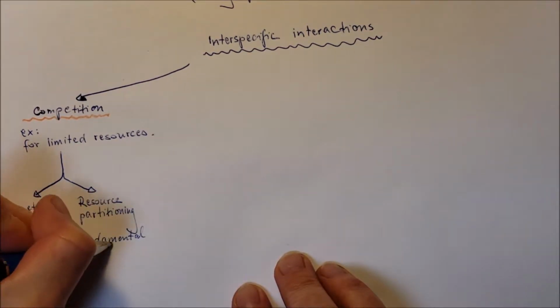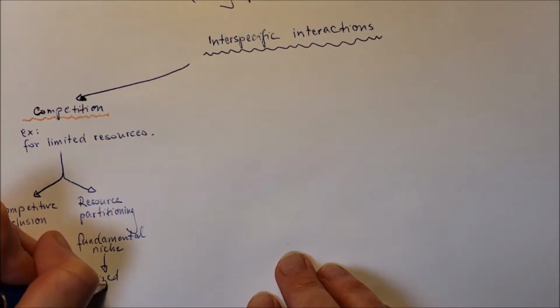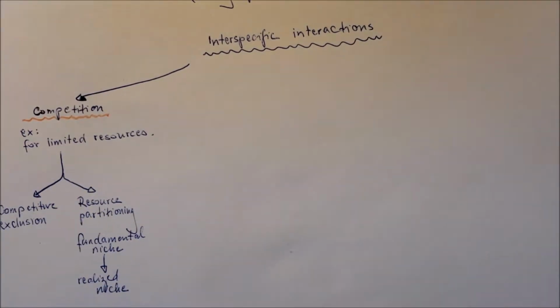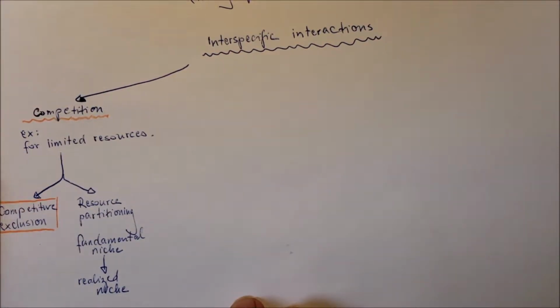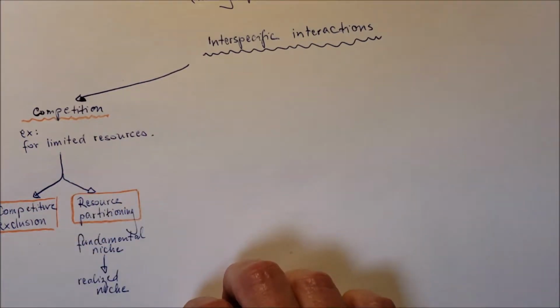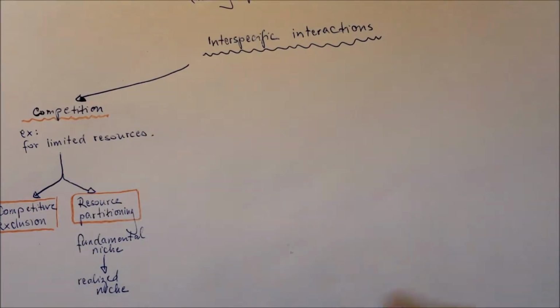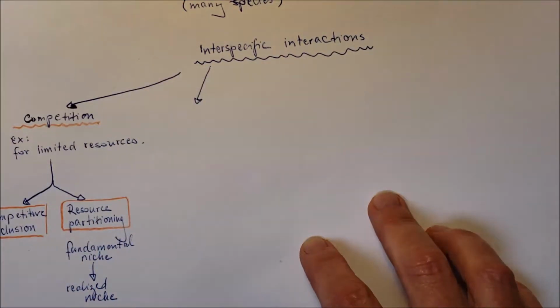Competitive exclusion or resource partitioning: when the fundamental niche, all the resources that a species can or will use, will turn into a realized niche. The realized niche is only part of the fundamental niche. Both of them, the competitive exclusion and the resource partitioning, are due to interspecific competition.